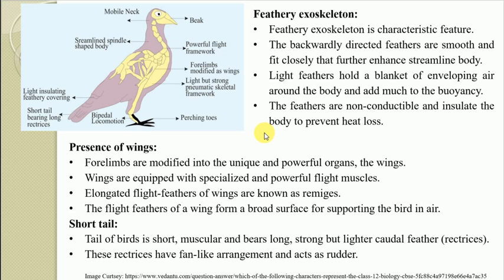Okay, the next adaptation is the presence of wings. Now we know that in all the birds, their forelimbs are always modified into a unique and powerful organ, and that organ we call wings. Now these wings are equipped with specialized and powerful flight muscles, and these powerful flight muscles provide the extraordinary force for propulsion in the air during the flight. So these muscles are responsible for the great movement of the wings.